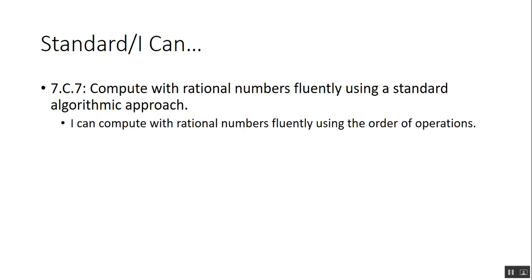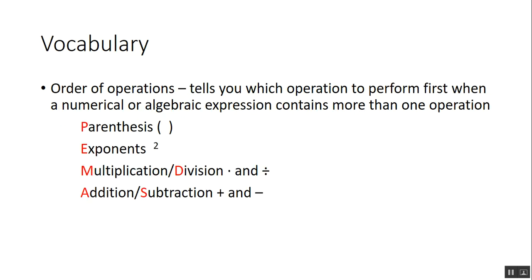Today we're going to take a little time and we're going to cover order of operations. So you do have a standard, being able to compute fluently with rational numbers, standard algorithmic approach, that's adding, subtracting, multiplying, and dividing. Remember, you don't need to write this down. So our vocab today is just order of operations, and an order of operations tells you which operation to perform first when a numerical or algebraic expression contains more than one operation.